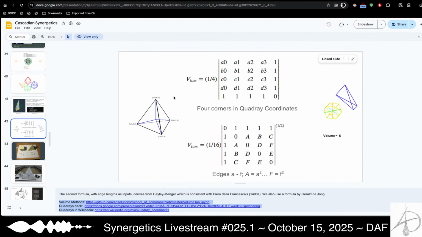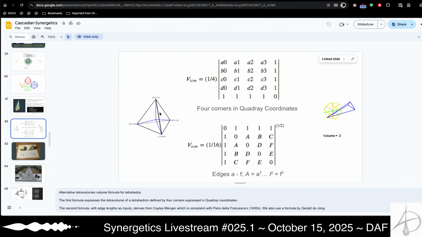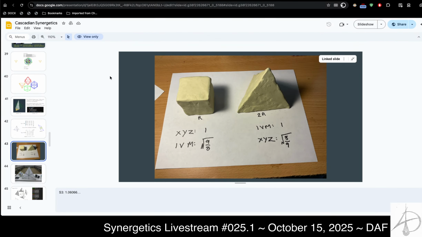So whether with the quadray vectors or with the edge lengths, it's possible to get the tetravolume of a given tet.